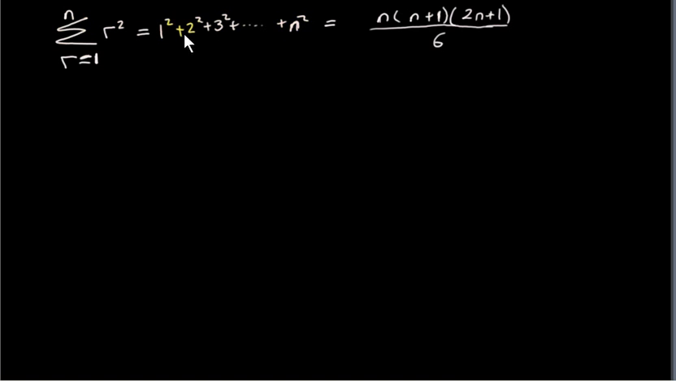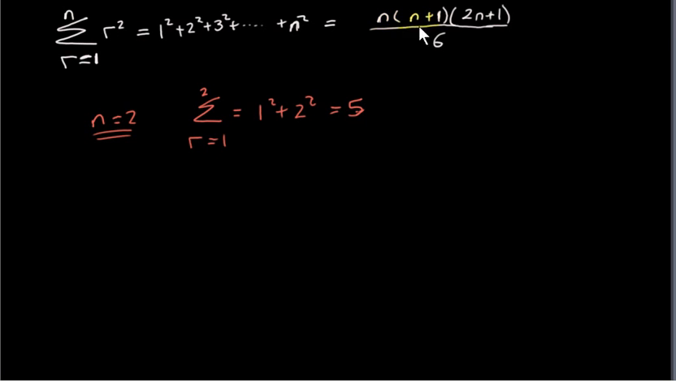And it turns out that this sum can be written as n times n plus 1 times 2n plus 1 all over 6. For example, suppose n is equal to 2 and we want to sum our series from r equals 1 to 2. Well, that's just going to be 1 squared plus 2 squared. 1 squared plus 2 squared is 5.